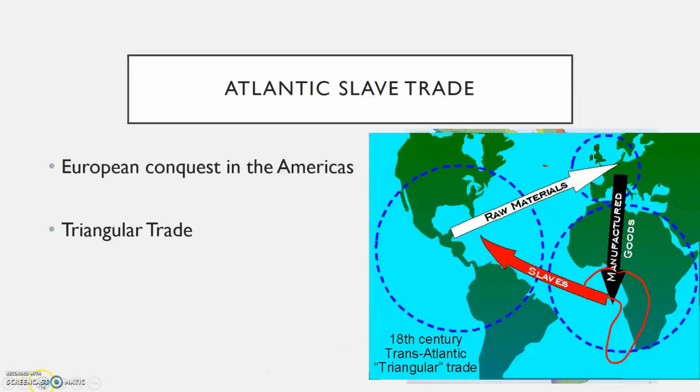Let me erase this. Now, the basics of it, and I do mean basics, are raw materials from the Americas to Europe, manufactured goods from Europe to Africa, slaves from Africa to the Americas.